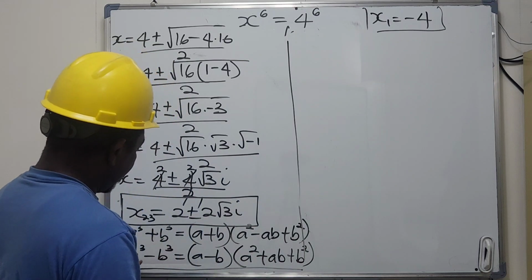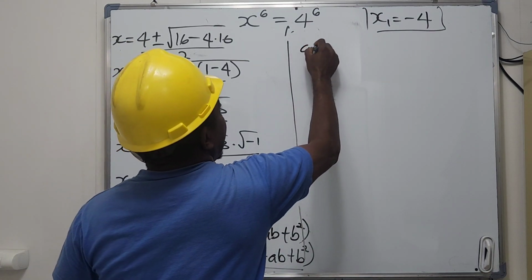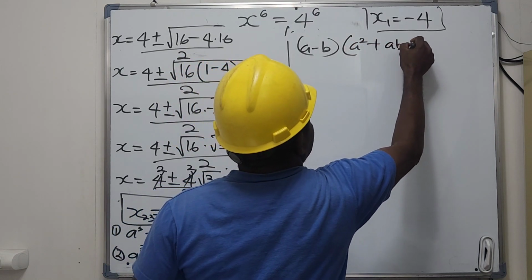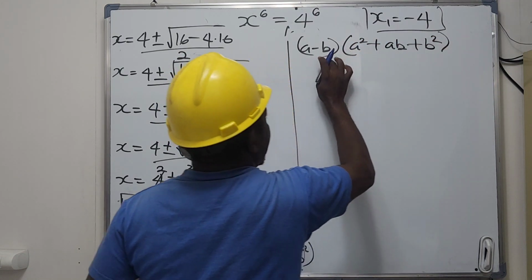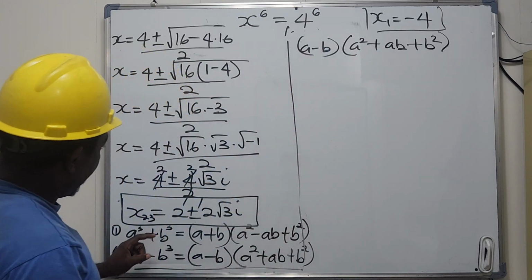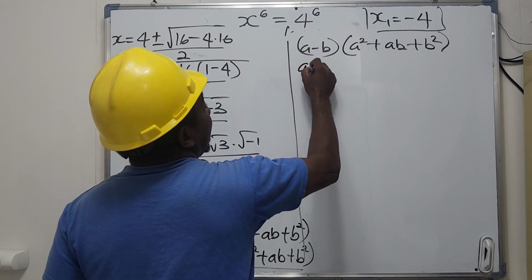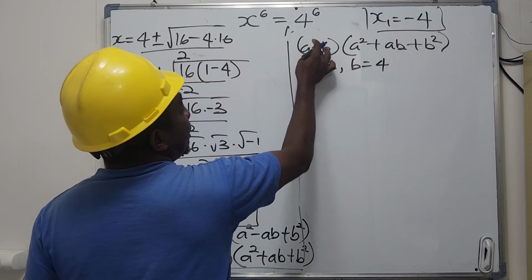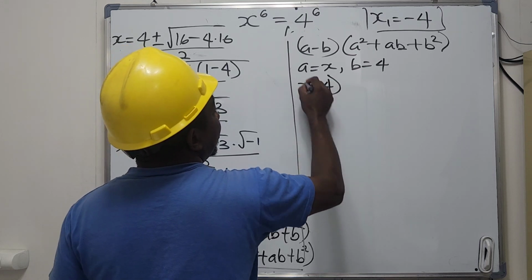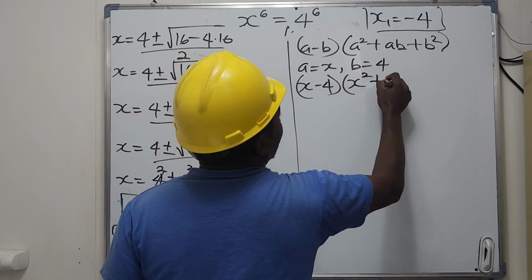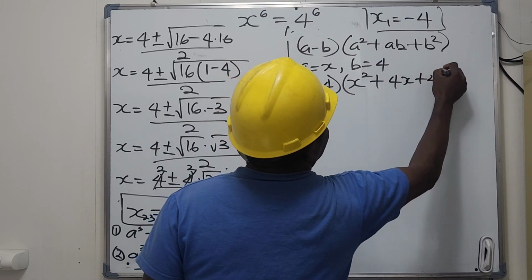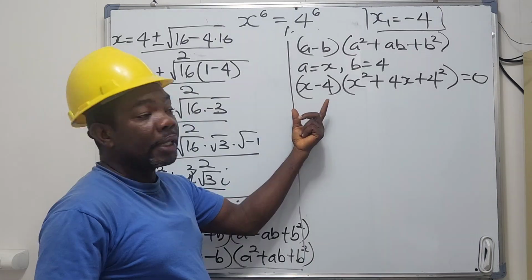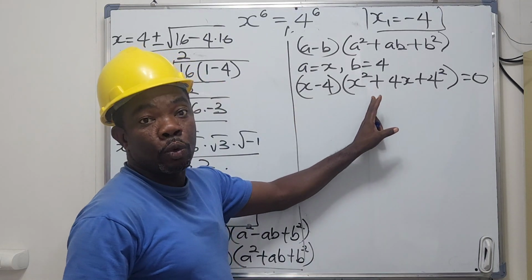So the second part of the equation, where we have a minus b into a to the power of 2 plus ab plus b to the power of 2. So here, this will become our a, where we said that a equals x, then b equals 4. Substituting this, we have x minus 4 into x to the power of 2 plus 4x plus 4 to the power of 2, all equals 0. So in this case, we have two parentheses. It is either the first one equals 0 or the second one equals 0.